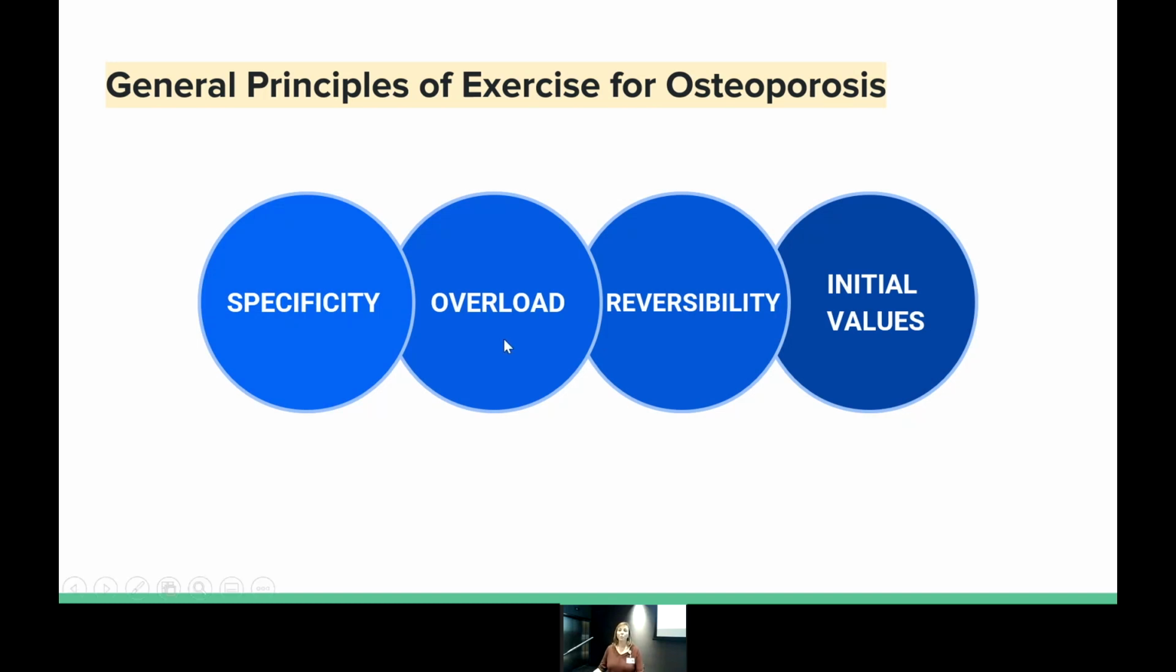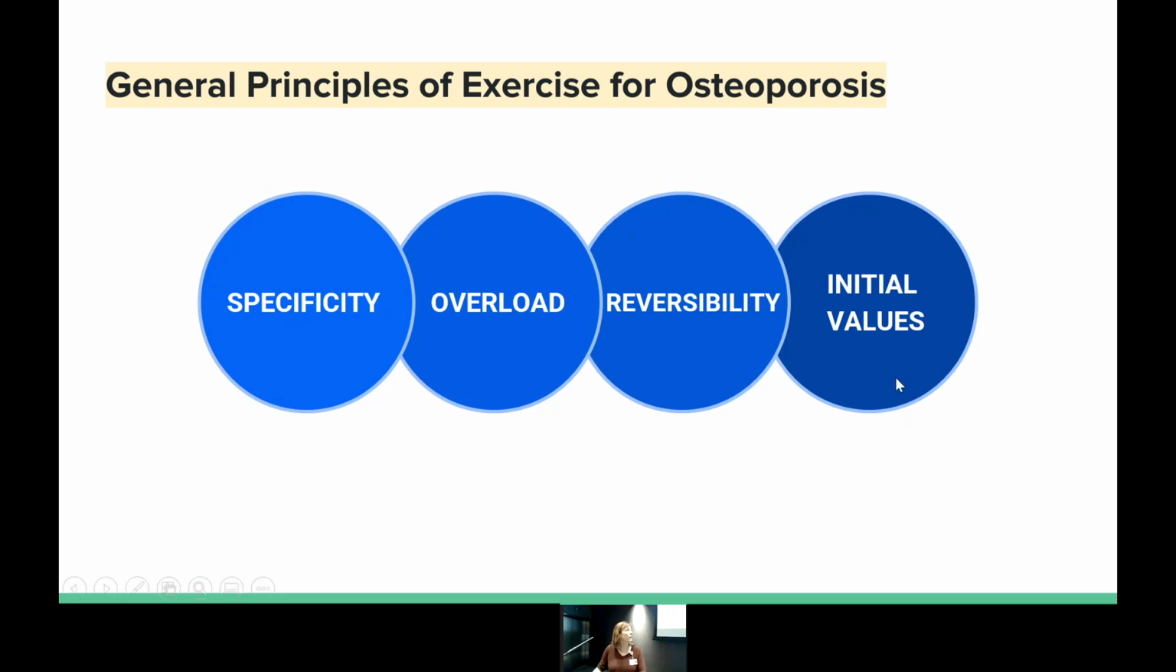Overload means that you need to do more than the average amount of activity to stimulate the body to get stronger. And we talked about this with the mechanostat theory. Reversibility. This principle tells us that we've got to stick with our exercise program. We all know the saying, use it or lose it, and it's true. If you don't continue with your exercise program, your body will start to revert back and you'll lose the adaptations that you worked so hard to gain.